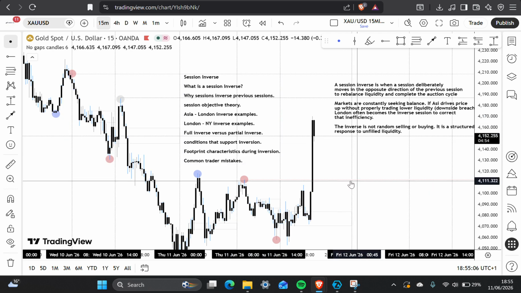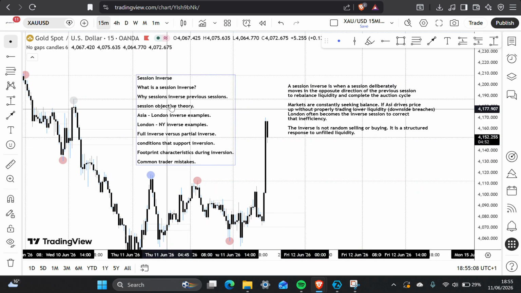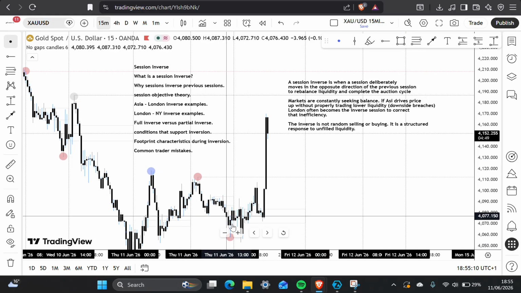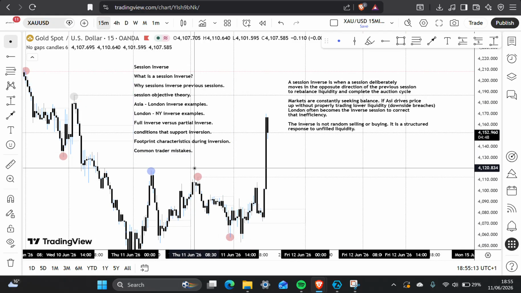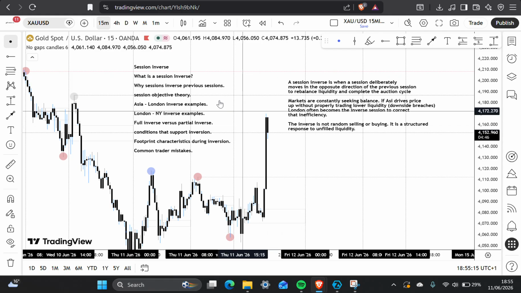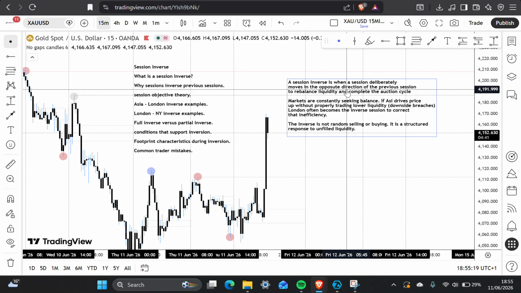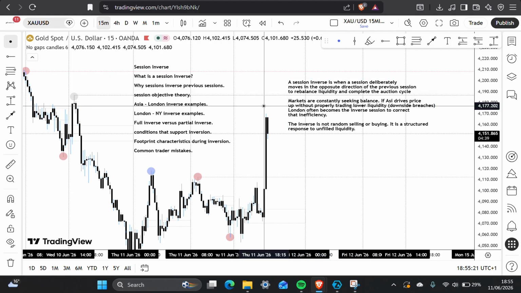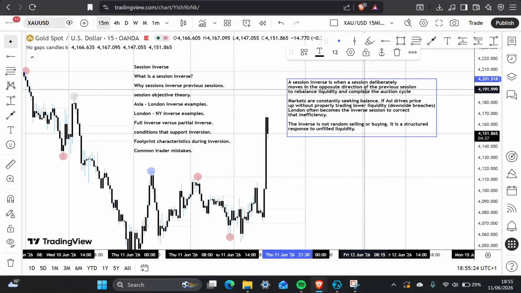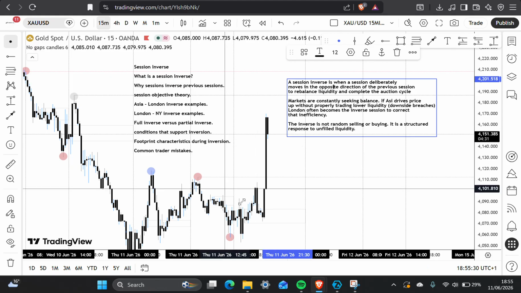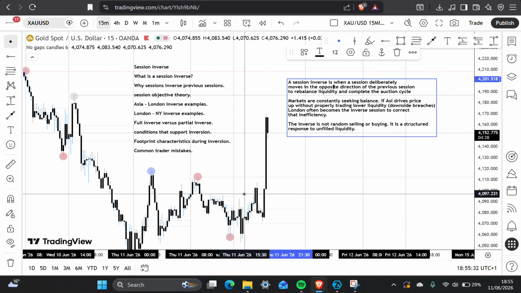My friends, just making some notes for all of you. So today, New York and Asia. Sorry, London and New York. A session inverse is when a session deliberately moves in the opposing direction of the previous session to rebalance the liquidity and complete the auction cycle.